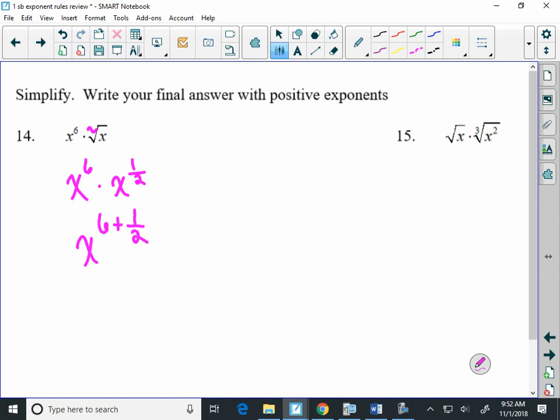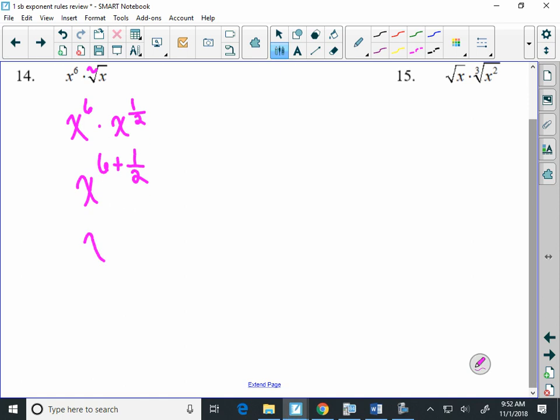If we need to, we can rewrite this as 12 over 2 plus 1 over 2. And we end up with x to the 13 halves.